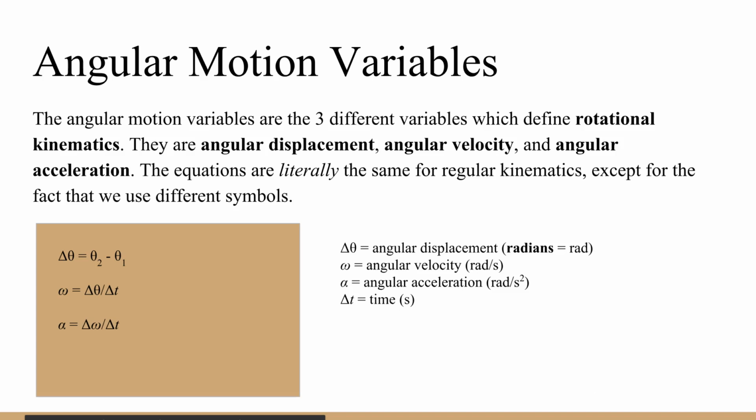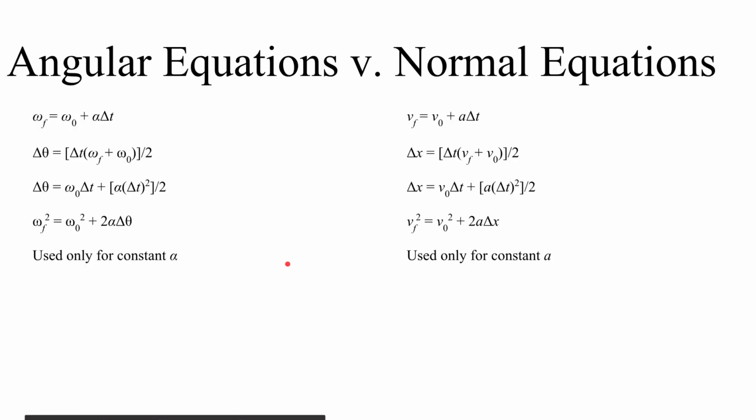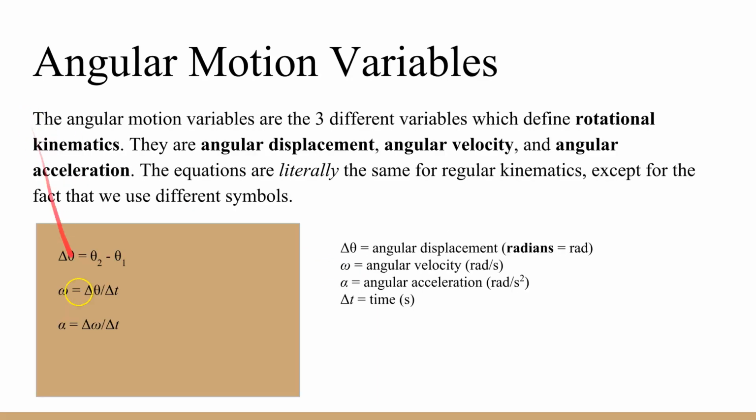Right? So let's move on. Here are just to show you how similar they are. These are the angular equations, the rotational kinematics equations versus the normal kinematics equations. Delta theta equals theta 2 minus theta 1. This is lowercase omega, so a little W looking thing. Angular velocity equals delta theta over delta time, just like V equals delta x over delta time.